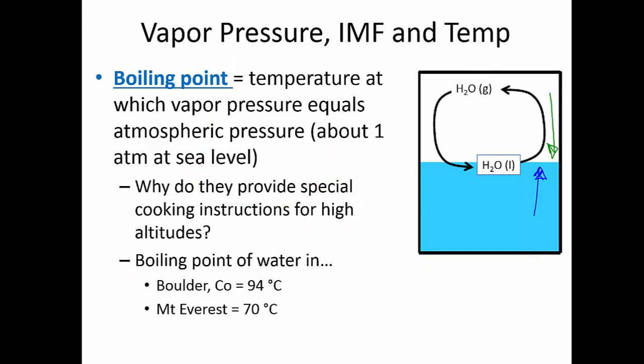So you may have noticed that some baking recipes provide special instructions for high altitude. And that's because if you think about how our boiling point is defined, it's the temperature at which the vapor pressure of your liquid equals atmospheric pressure. So if you're at a high elevation, your atmospheric pressure is going to be lower. So if you live in Boulder, Colorado, which is where I used to live, or if you're on Mount Everest, you're going to have much lower atmospheric pressure, meaning it will take less energy. Your temperature increase will need to be less in order to get your vapor pressure to equal that point. So if you measure the boiling point of water in Boulder, Colorado, for example, it's 94 degrees Celsius. And on Mount Everest, water will boil at 70 degrees Celsius.